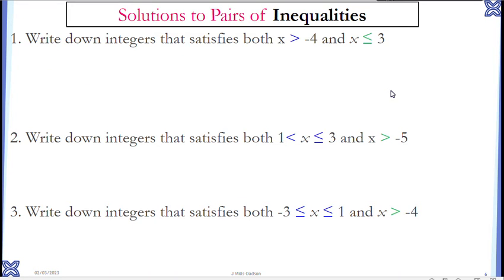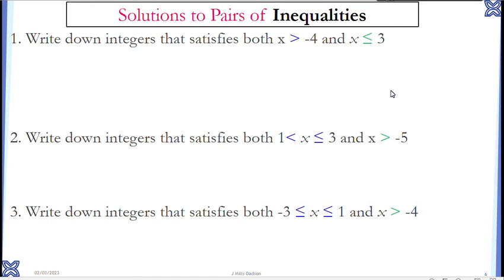Hello, welcome back. This is our last lesson on Introduction to Inequalities, and in this video I'm going to talk to you about how to write down integers that satisfy two given inequalities. Sometimes it's best to use number lines to really decide the integers that will satisfy given inequalities.